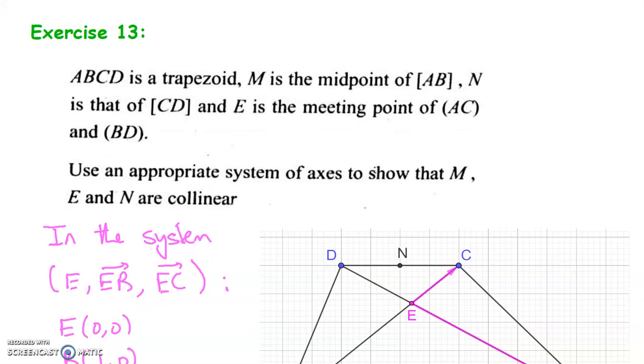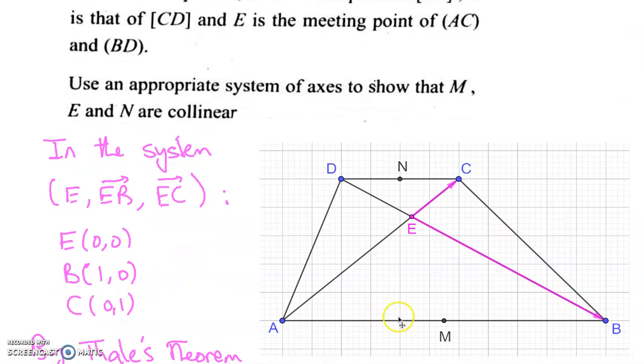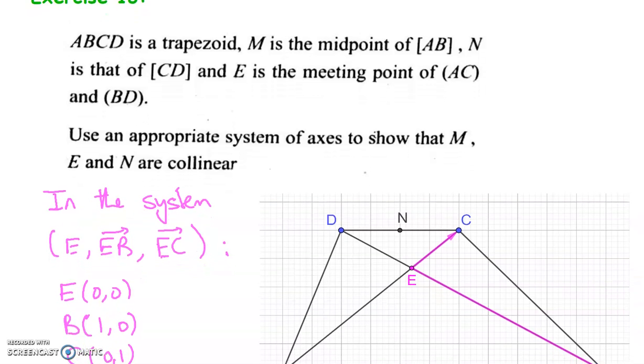Exercise 13, page 132. This is a very important exercise. We are given ABCD, a trapezoid. M is the midpoint of AB, and N is the midpoint of CD.